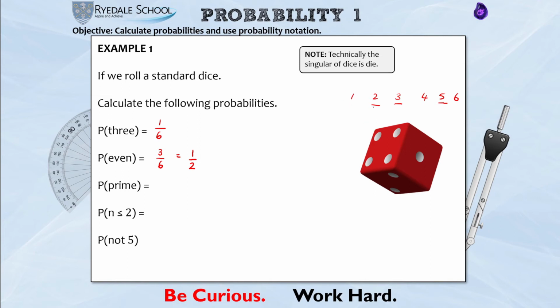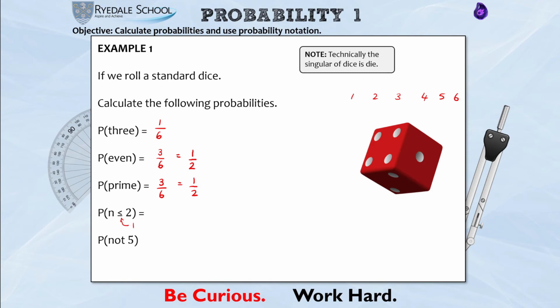1 is not prime. It only has 1 factor. So that was 3 out of 6 again, which is a half. I've then got P, N, an inequality symbol, and 2. Well, the N I'm just using to stand for number, but what inequality is this one? And this is where I start to think the crocodile eating the bigger number isn't helpful here. You need to learn the names.